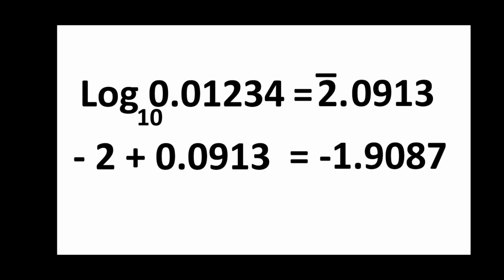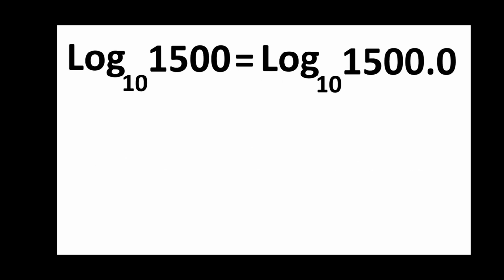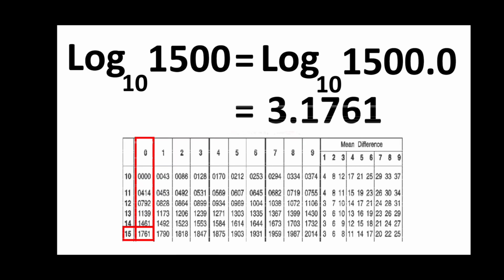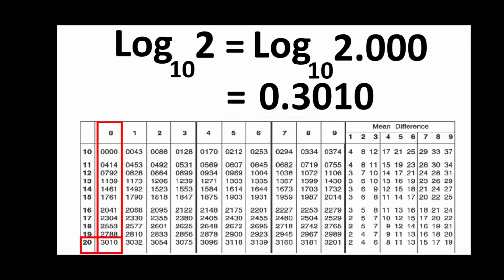In this example, the decimal point is actually at the last position. Hence, 1500 is nothing but 1500.0 and the rest of the method remains the same. Remember, there is no 0 in the mean difference, hence no need to get values from the mean difference. Now in this case, the single digit 2 becomes 2.000.